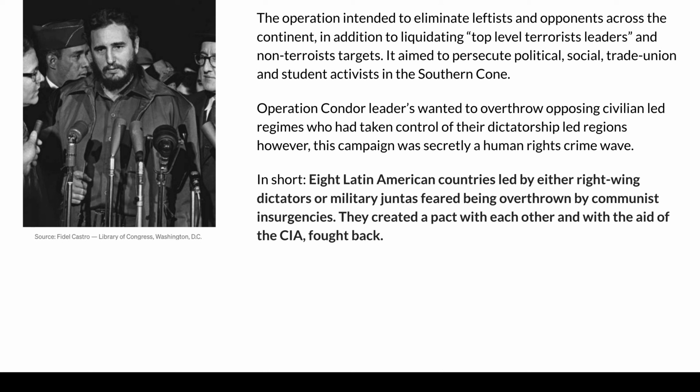In short, 8 Latin American countries led by right wing dictators feared being overthrown by communist insurgencies. They had a pact with America and the CIA, and they created a human rights crime wave. Fidel Castro was a communist or some sort of a communist, and he was one of the reasons why these 8 Latin American countries started this military coup.